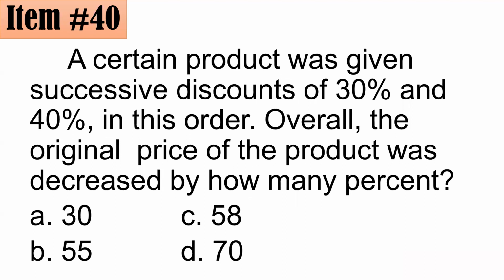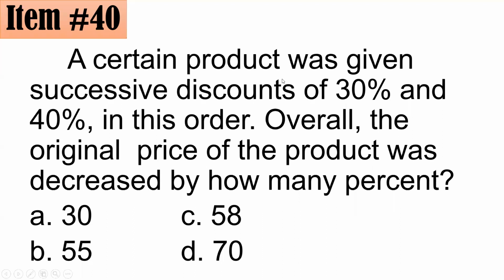And number 40. A certain product was given successive discounts of 30% and 40%. In this order, overall, the original price of the product was decreased by how many percent? Is it 30%, 55%, 58%, or 70%? All right. Okay. C. 58 daw. Tingnan po natin. So ito po yung siguro yung ginawa ng iba. Ganito po yung ginawa ng iba.